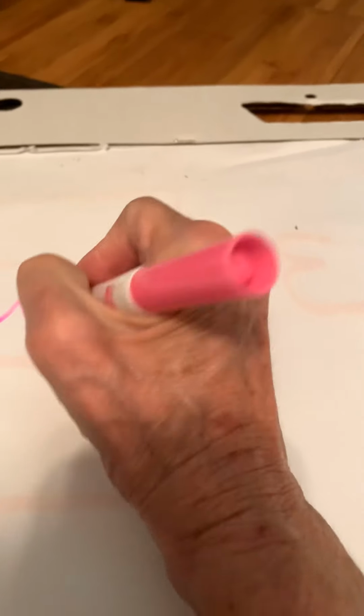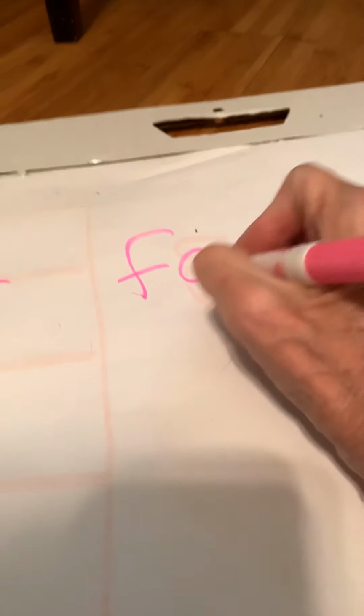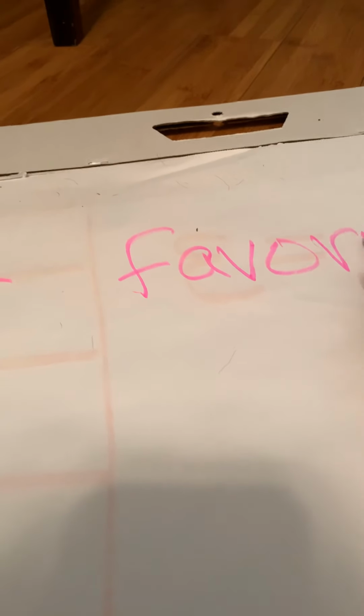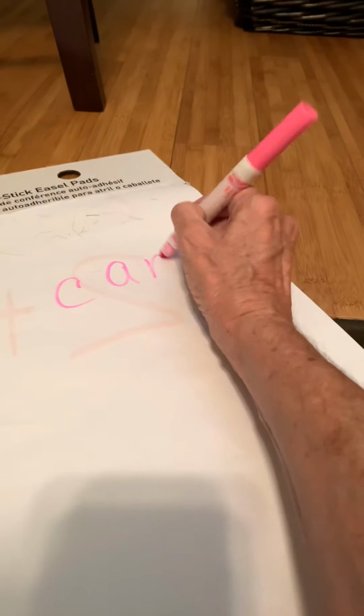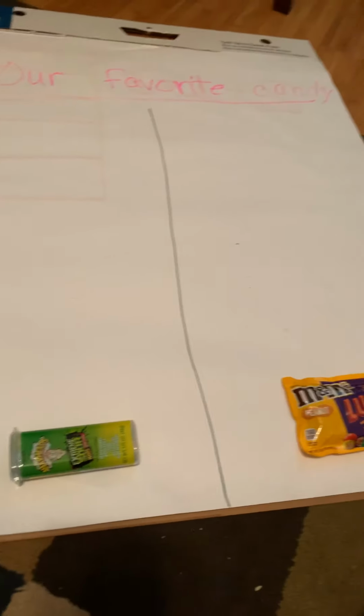Okay, now we're going to call our graph our favorite. You have to give your graph a title. Our favorite candy. Okay, let's give our graph a title. Our favorite candy. And we're going to draw a line down the middle. And so we have Sour Patch and we have peanut M&Ms.